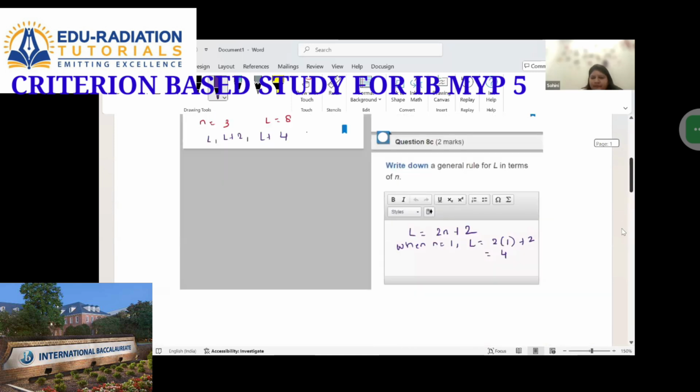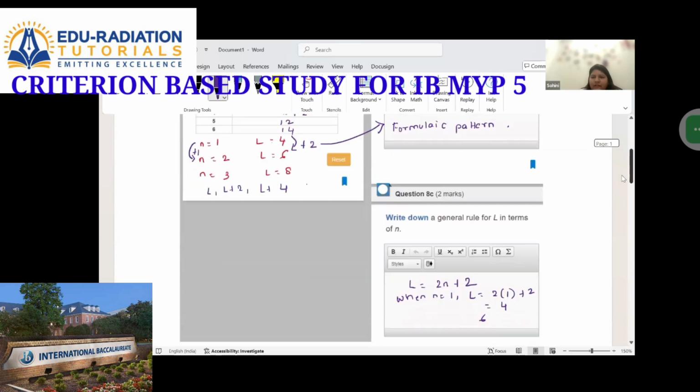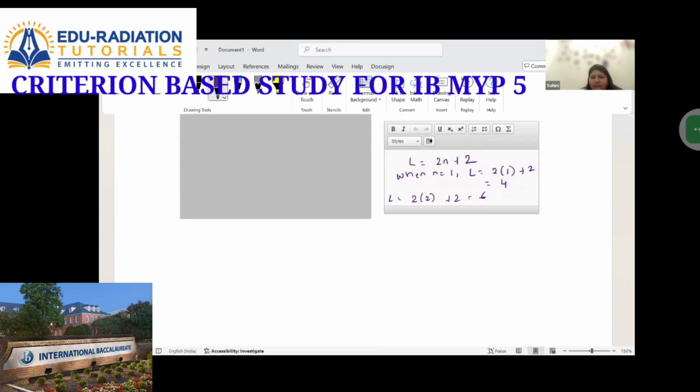Yes, ma'am. So coming to the next part of this question, I'll just quickly get you the next question. For the next part, we have to verify the general rule and also go to a similar kind of pattern. So here's my next part of this question.